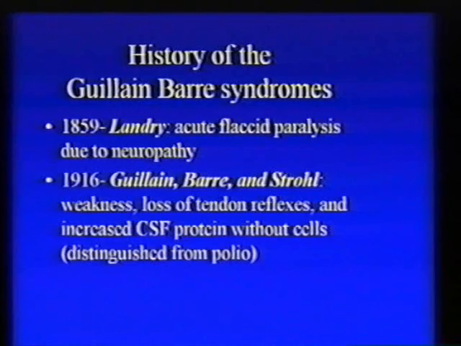And you would expect the spinal fluid to have inflammatory cells in viral poliomyelitis. So their disease was exciting and was a discovery because it was a paralytic disease without polio, or without cells in the spinal fluid. In fact, for years it was referred to as French polio.